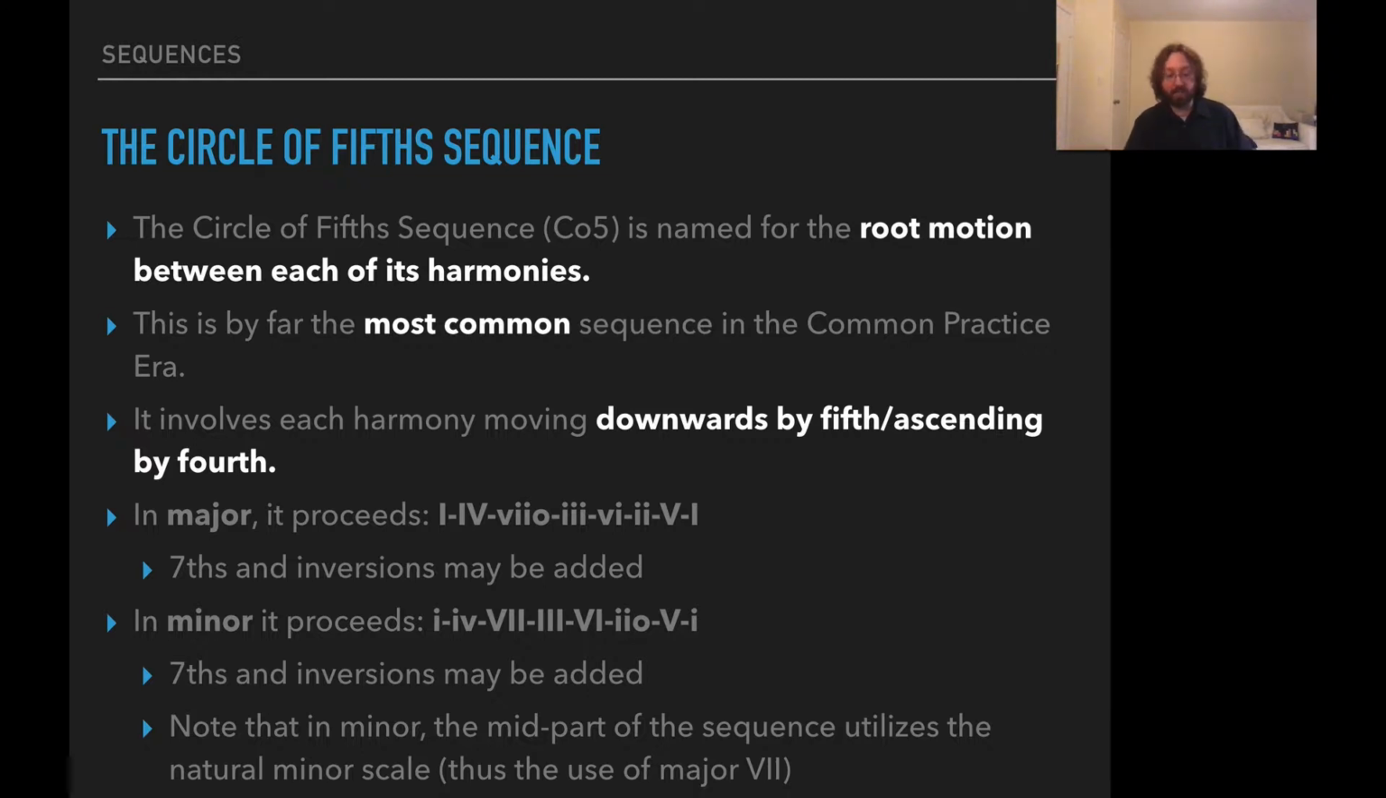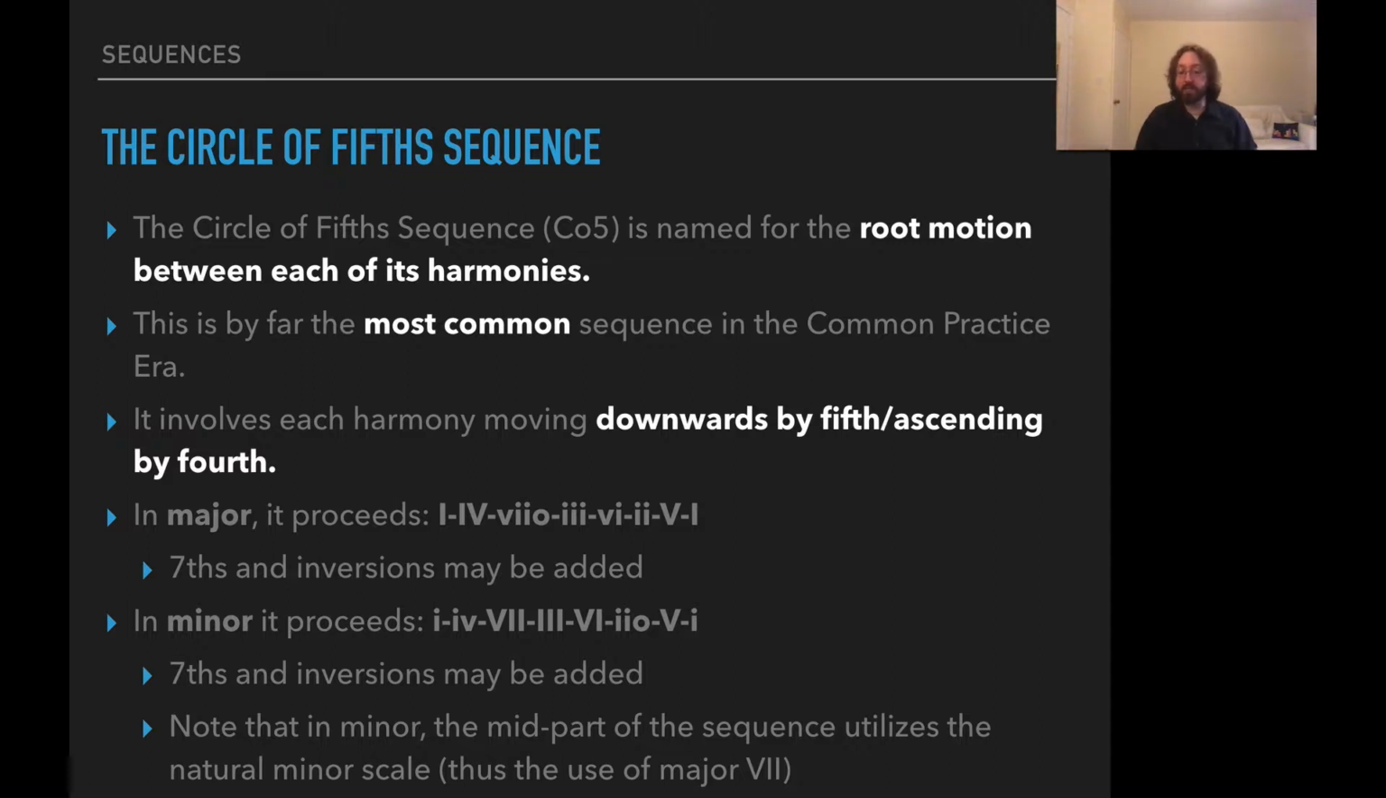In minor, it proceeds like this. We'll jump over to F minor. 1, minor 4, major 7, 6, 3, 6, 2, 5, 1. Notice that in this case we use the natural minor scale when we're in the middle, so we use that flat 7 and we use major 3. It's only when we get to the end of the circle of fifths in minor that we use that harmonic minor scale for 5 to 1.